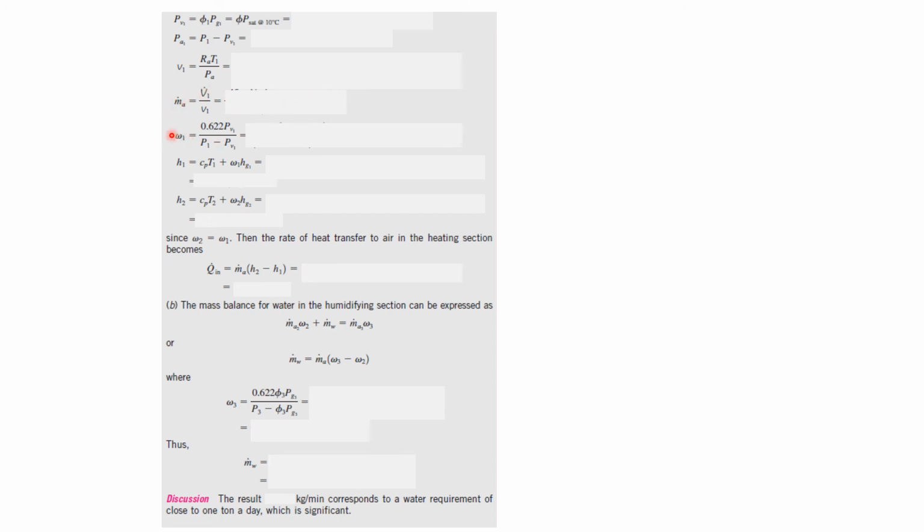And next we go to our omega 1. You have all the values here, P V1, P1, P V1. Substitute, and that will give you your omega 1. So the unit again is kilogram H2O per kilogram dry air, right? And with that, you go to this section where you find your h1 and h2 based on what we've discussed, and bear in mind T1 and T2 should be in degrees C.